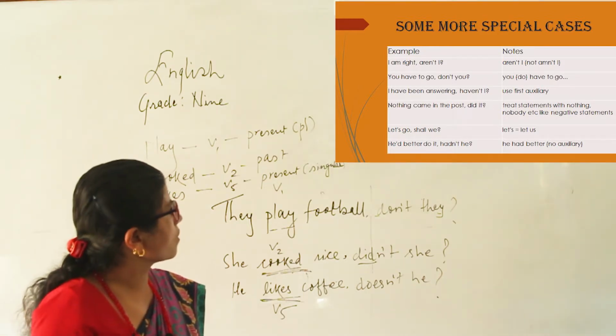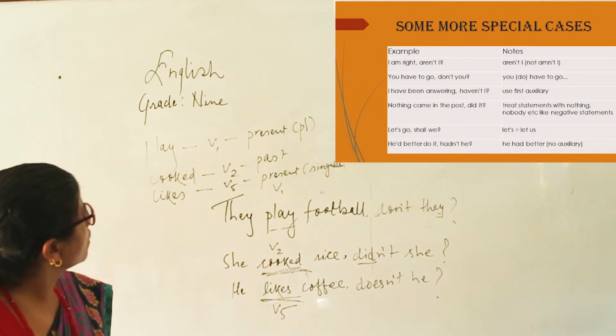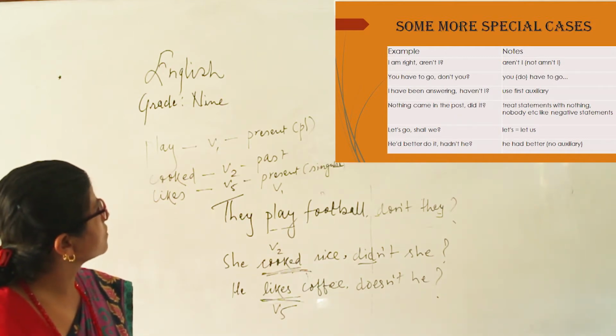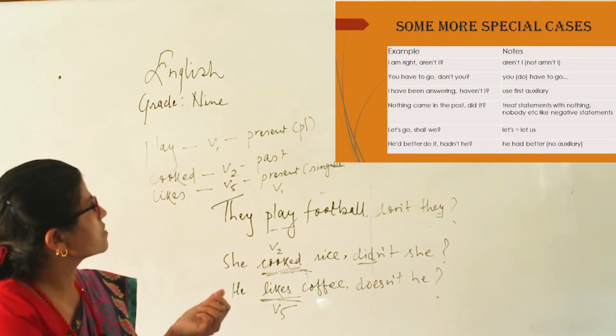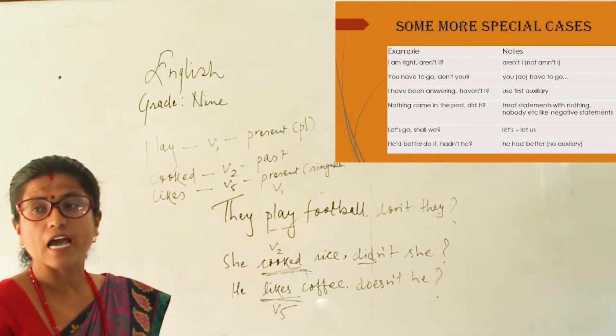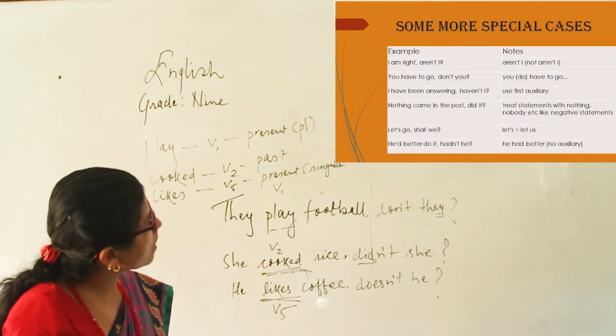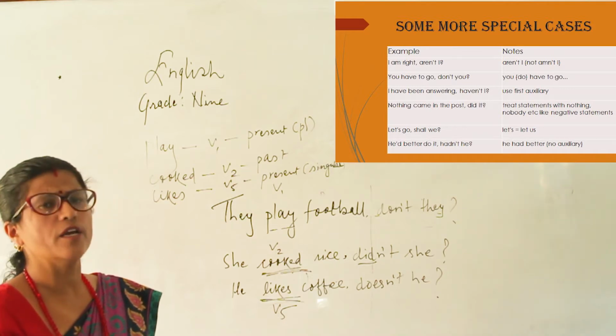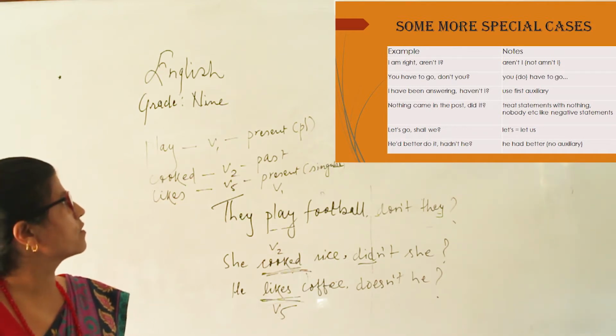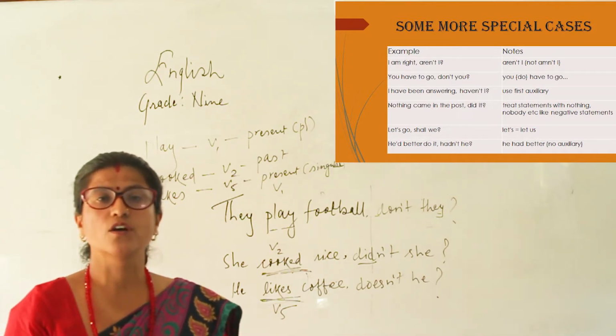Let's see some examples. I am right, aren't I? Some more special cases are here. I am right here. You can see if am is there, what is the tag of the sentence? That is aren't I. Aren't I? Not amn't I. We never do. Okay. Simply we have the rule that if there is an auxiliary verb in the sentence, we add not.